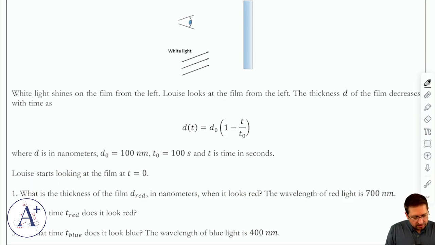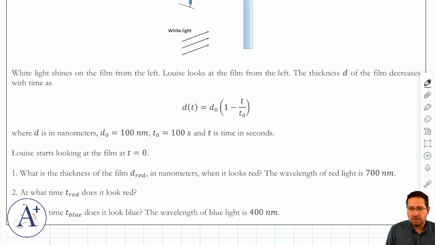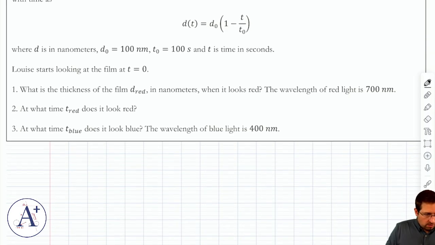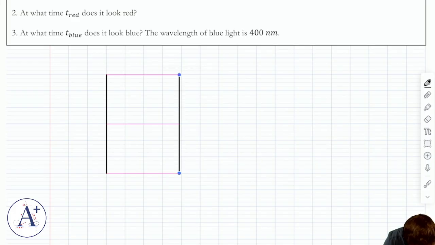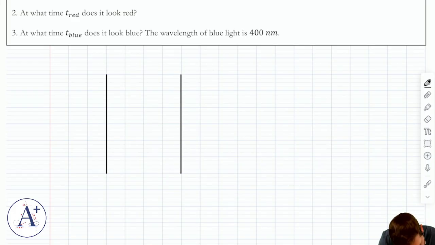Okay, so what is the thickness of the film d red in nanometers when it looks red? The wavelength of red light is 700 nanometers. Okay, well, let's set this thing up. Okay, now it's thin film interference. So what do I know? I want to draw my film, and yes, it's a thin film, but if I draw it wide enough, it's going to help me see what's going on and draw all the different rays. It's going to have a thickness d of t. This is going to be some index of refraction n, which is 2.5. Out here we're going to have n air, which is 1. Out here the same.